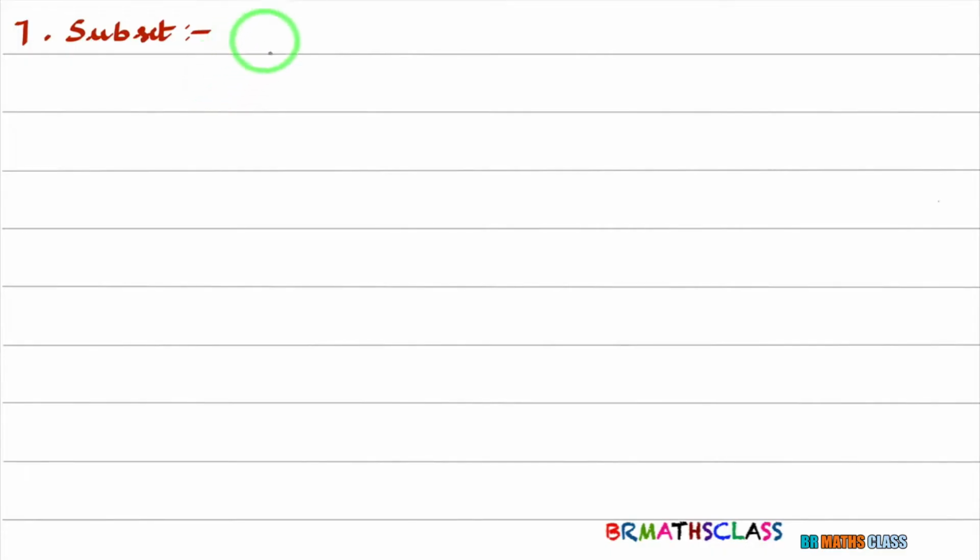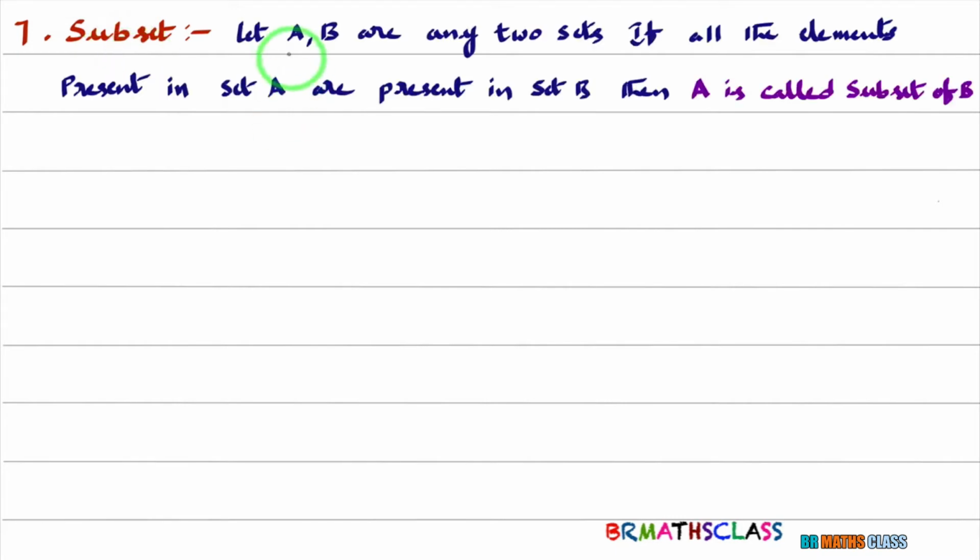We will learn the definition of subset, few examples to understand subset, and five important points related to subset. First, we will try to understand what is the definition of a subset. Let A, B are any two sets. You consider two sets A and B.